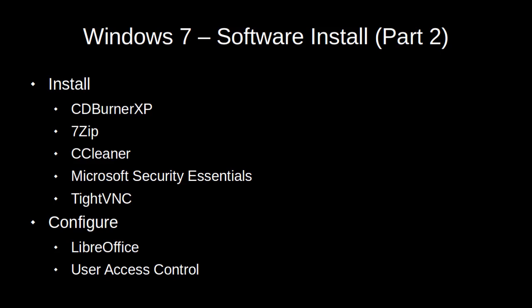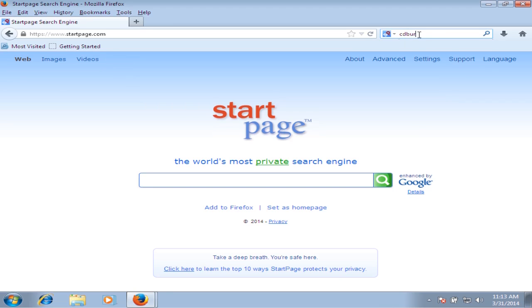We're going to focus on installing CD Burner XP, 7-Zip, CCleaner, Microsoft Security Essentials, and TightVNC. We're also going to configure LibreOffice, and we're going to show you how to configure user access control. So let's get started. We'll search for CD Burner XP.